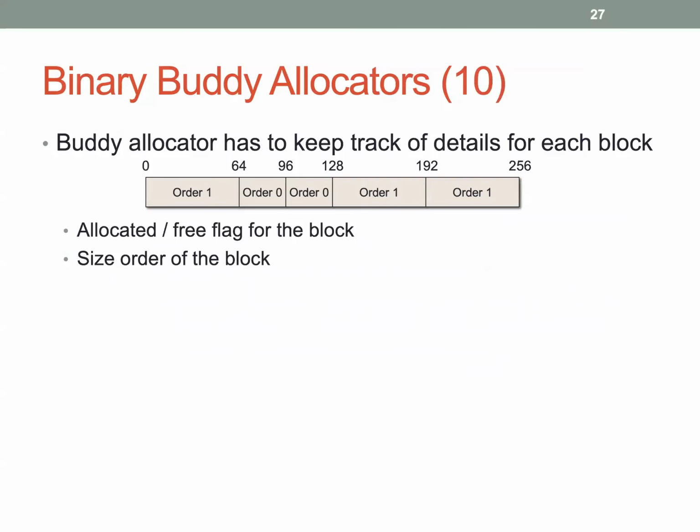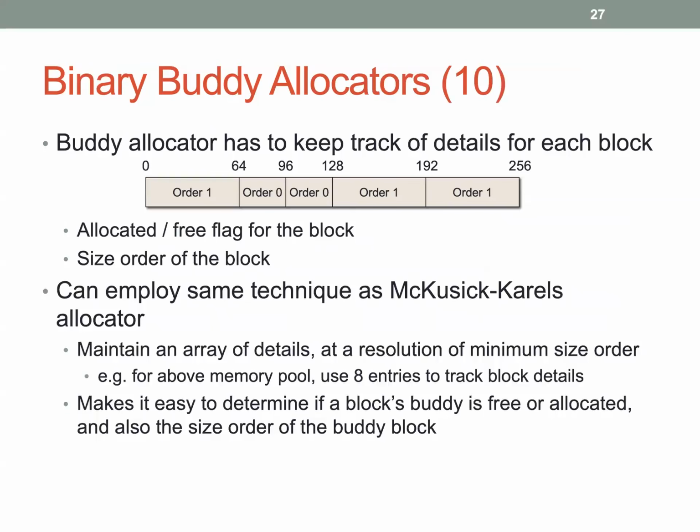Now, you do still need to keep track of the size orders for blocks and also whether the block is allocated or free. And the simple strategy for this is actually the same as McCusick-Carroll's. You just keep a separate array of the minimum resolution. So your size order 0 blocks have entries in there that tell you the size order of the block that starts at that location. You would get to it by taking the address and dividing it by the order 0 block size, and that would give you the index into the array. So that is how you can keep track of the size orders.